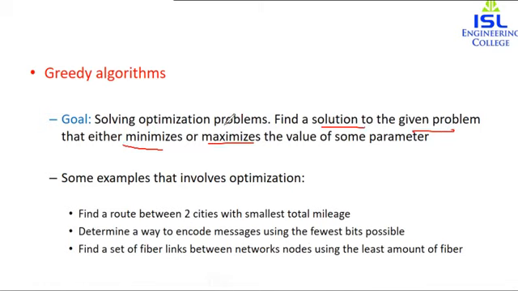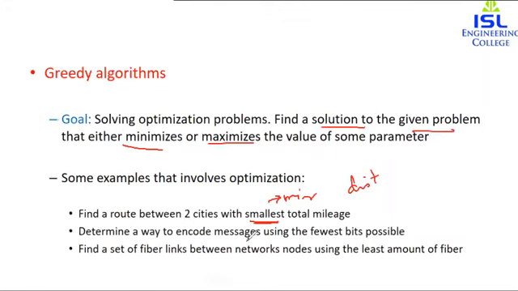Suppose we are finding the distance between two cities, or a route between two small cities, then we are supposed to find the smallest distance or the minimum distance. So over here the distance is minimized, minimum distance. And similarly, determine a way to encode messages.